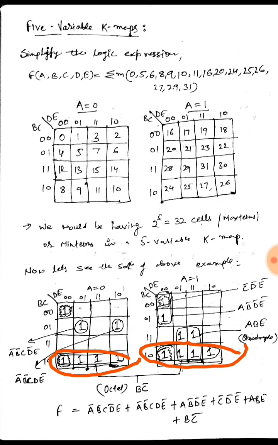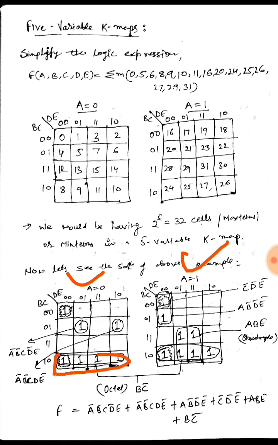So it would be an octet, and the variables which are common in these are, as you can see, A is 0 in one K map and A is 1 in the other. So A would not be there. In these two cells, what is common is B and C. B is 1 and C is 0.